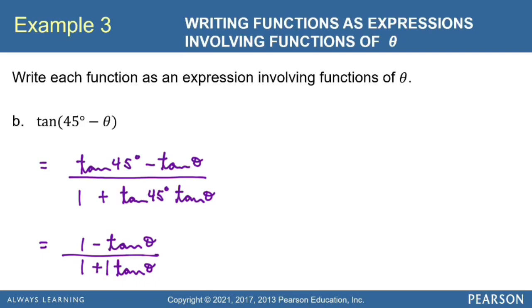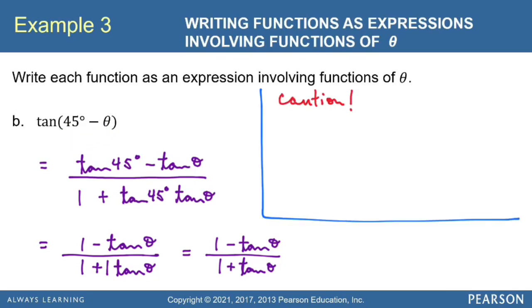Now, there's not much we can do here to simplify, but we do know that whenever 1 is a coefficient, it's not required to be written. So we could also write this as 1 minus tangent of theta all over 1 plus tangent of theta. And now we have accomplished what the instructions asked us to do because we have tangent of theta in the top and in the bottom. We have only functions of theta, and we no longer have a function of 45 degrees minus theta.